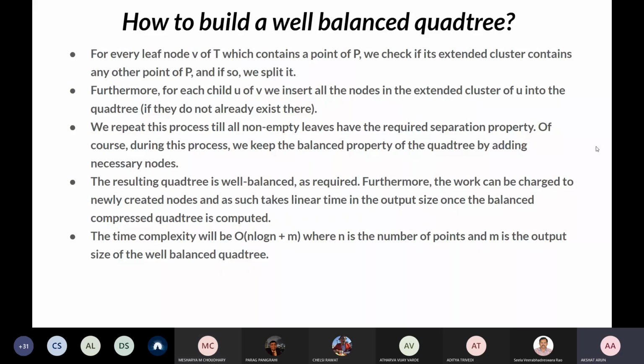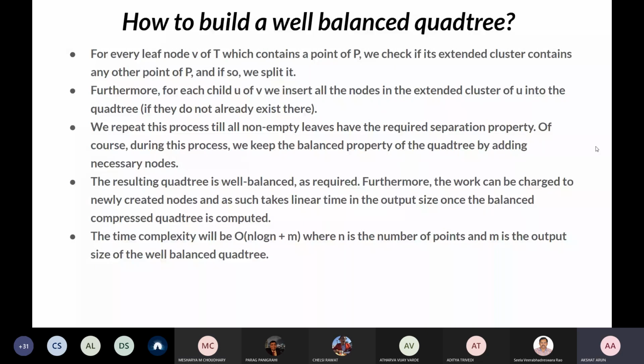So we now know what a well-balanced quadtree is, but how do we build one? For every leaf node V of T which contains a point of P, we check if its extended cluster contains any other point of P, and if so, we split it. Furthermore, for each child U of V, we insert all the nodes in the extended cluster of U into the quadtree if they do not already exist there. We repeat this process recursively till all non-empty leaves have the required separation property, and during all of this process we maintain the balance property of the quadtree by adding the necessary nodes wherever required. The resulting quadtree is well balanced as required.